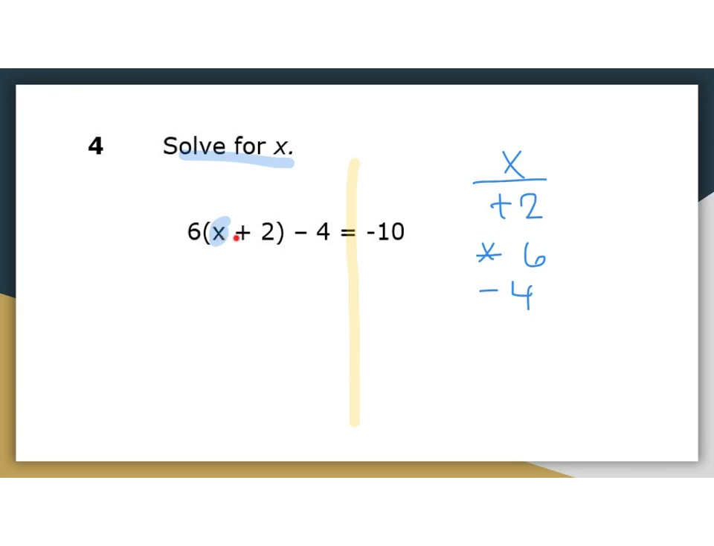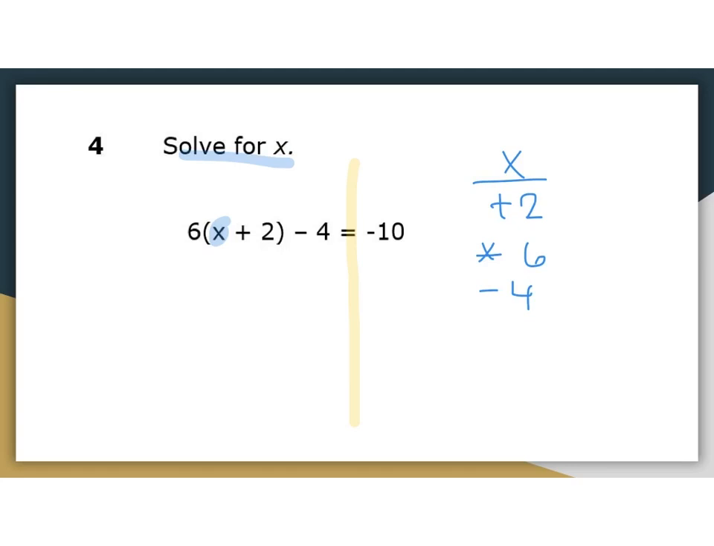X is being added by 2. It's in the parentheses, so we do that first, order of operations. Then after the parentheses, it's going to be multiplication or division. We're multiplying by the 6, and then you add or subtract. So that's why this is in the order that it's in.